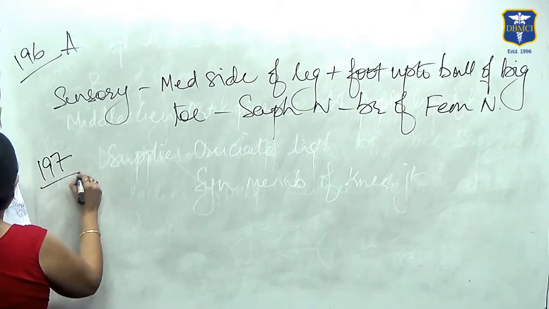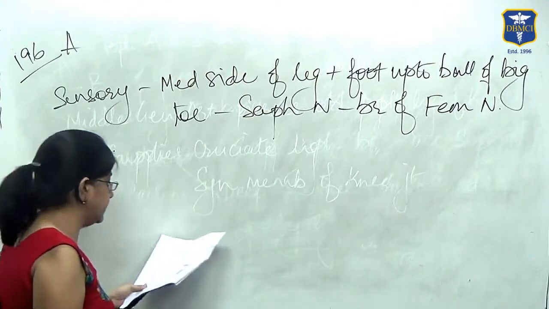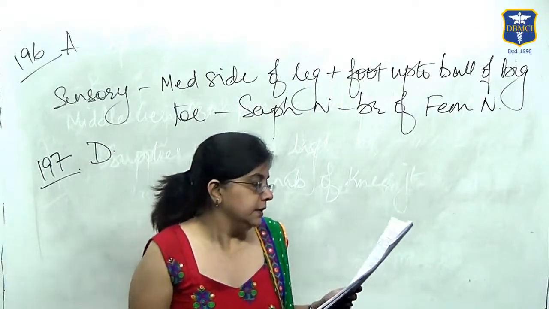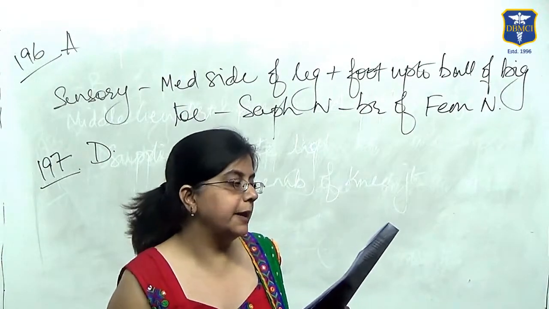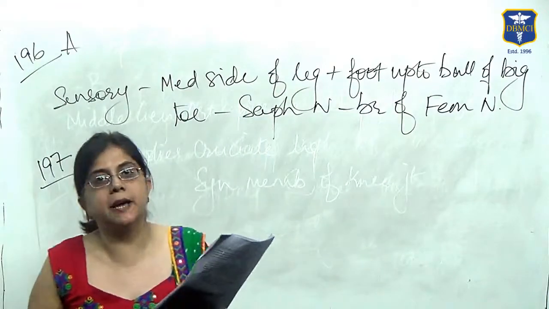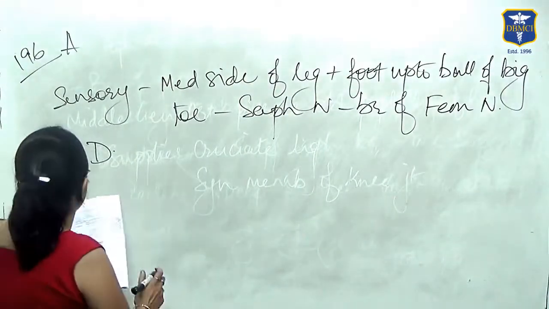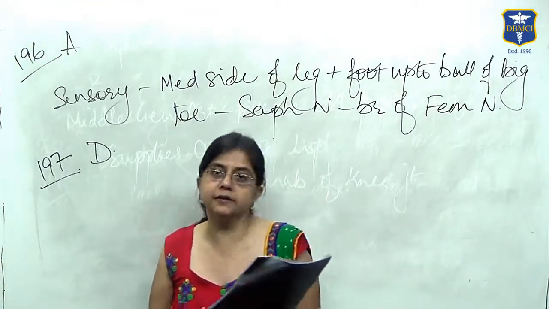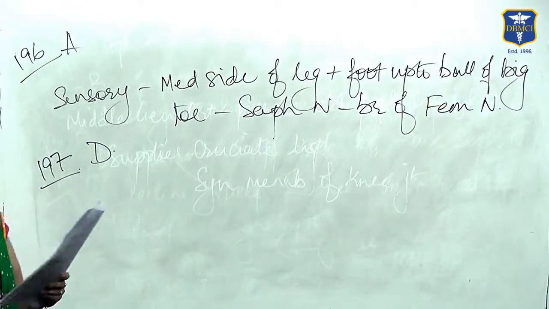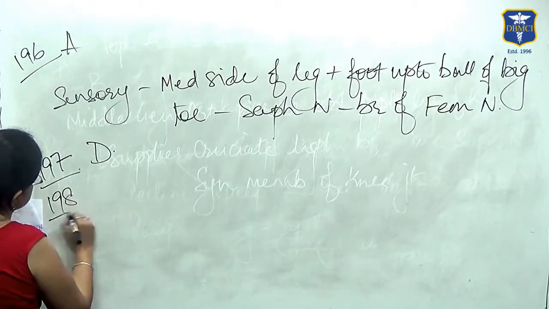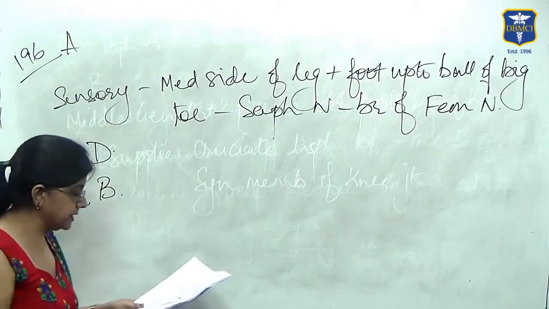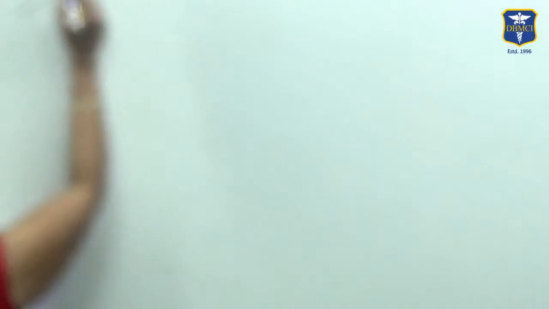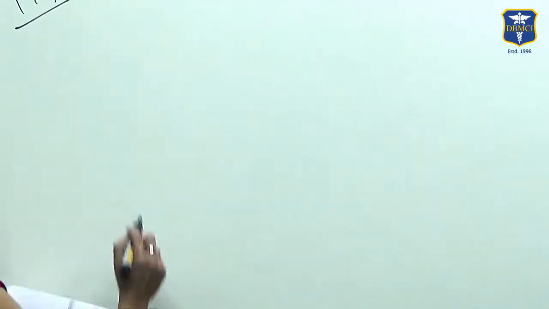Question 197, the answer is D. It separates the subclavian vein from the subclavian artery. So it lies between the vein and artery, thereby separating the two. Question 198, the answer is B. Question 199, the answer is C.